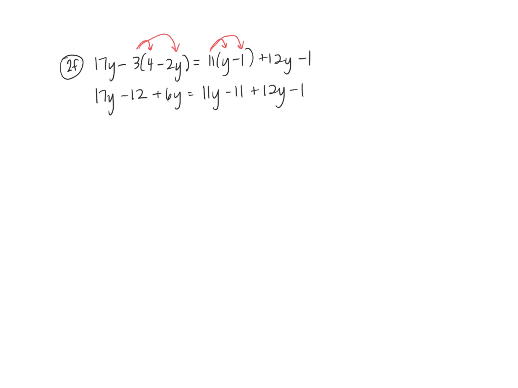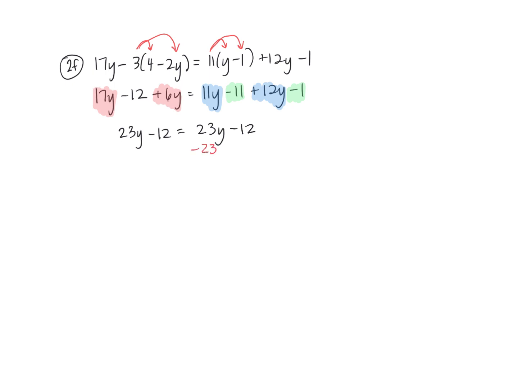And now look on each side of your equal sign. On the left-hand side, we have 17y and 6y. So we're going to combine those. 17 and 6 is 23. So we'll get 23y minus 12 equals. On the right-hand side, we have like terms, so we can combine the y's. 11y and 12y is 23y. And we also have constants that are alike on the right. Negative 11 and negative 1 is negative 12.